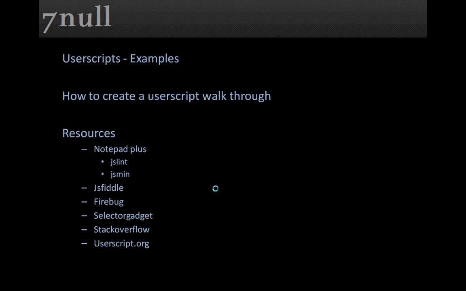So first thing I want to do is give a high level overview of user scripts and show some examples that I use and that I've created, and then go through an example of a recent one that I created and how I created it, and then talk about some of the resources that I used to create these scripts. So I'll be talking about Notepad Plus, which has jslint and jsmin built into it, jsfiddle, Firebug, Selector Gadget, Stack Overflow, and then obviously userscripts.org.